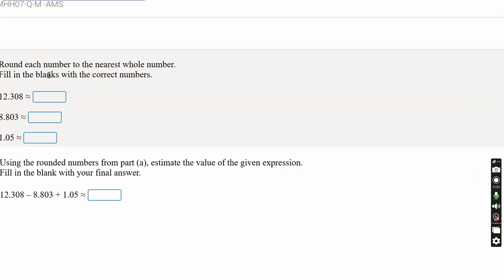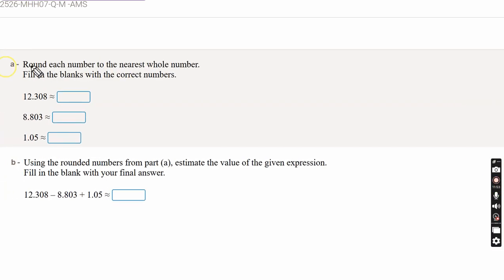Let's go to the next one here. Again, approximation. So now they want the nearest whole number. Now where is your whole number? 12. So 2, you'll look beside it. What is that? 3. 3 is smaller. So we'll write 12. Next one, 8.803. Now 8, you look at 8, and then the number beside it is more than 5. So it will be 9, right? We'll add 1. Then 1.05 will just be 1.